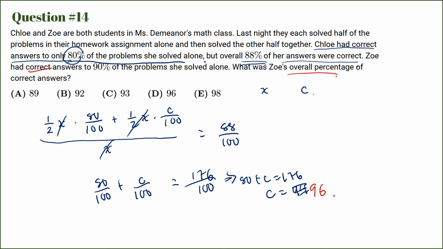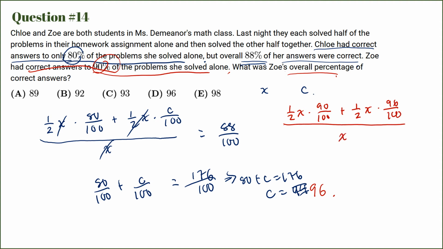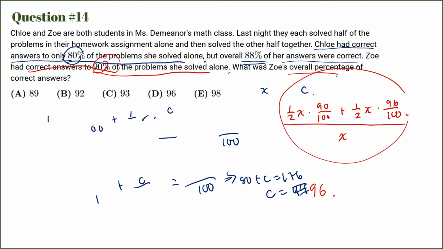So she had correct answers for 90% of the problems she solved alone. And the problems they solved together have to be the same amount of correct because they did it together. So that's 96 over 100, and all of that over X. So now we just need to find the value of this. So let's erase some stuff over here.